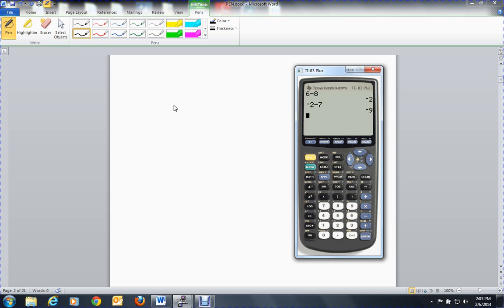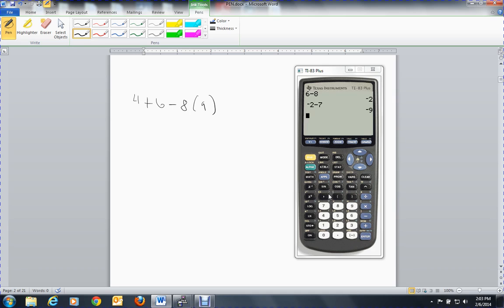Now let's say that, for example, you wanted to type in something like 4 plus 6 minus 8 and then times 9. I'm going to use parentheses for that. Now notice something also, that I haven't cleared off anything. I can keep these up here if I want, or I can clear them out if I want to. So I'm going to clear them out. Now I'm going to type this in.